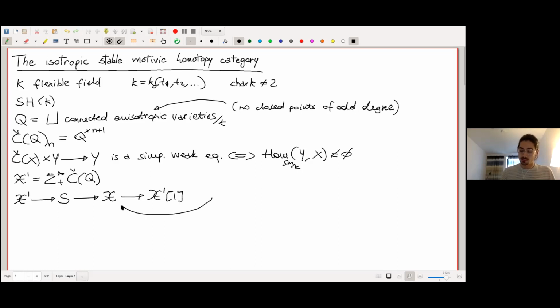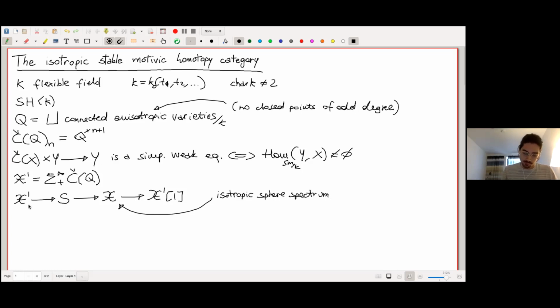Then this motivic spectrum is called the isotropic sphere spectrum. The reason why it is called the isotropic sphere spectrum is essentially that this is the object that kills anisotropic varieties, and the reason is provided by this.